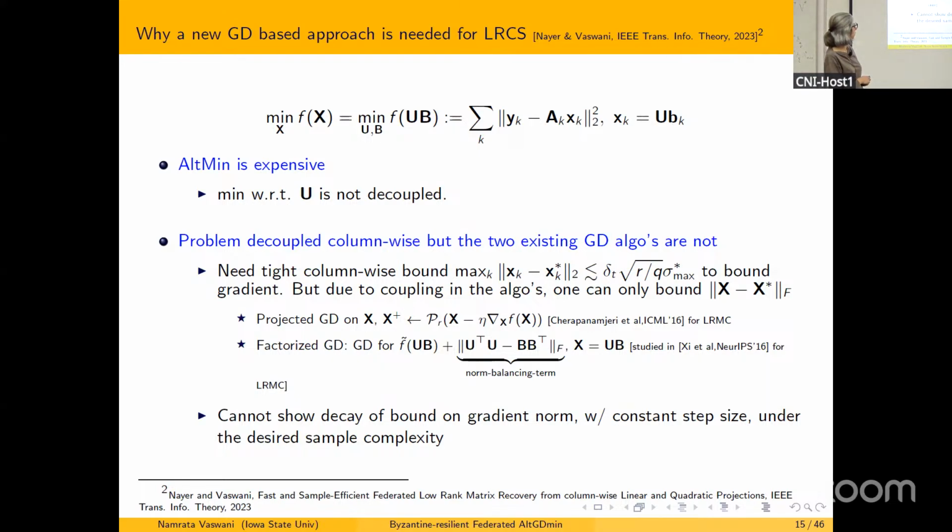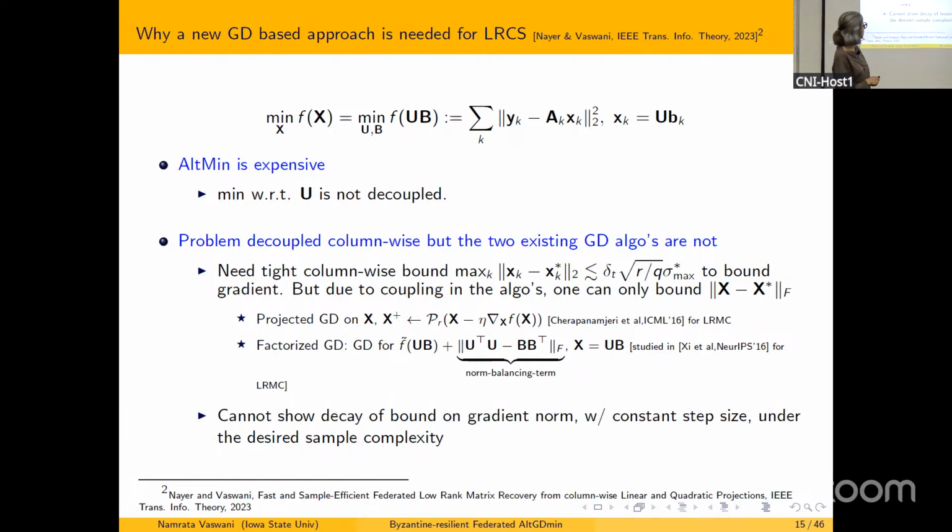Whereas the other commonly studied solution is what's called factorized GD, where you write your x as u times b, but alternately update u and b by gradient descent. Here, you need a norm balancing term to make sure you don't get numerical issues. So you are essentially running gradient descent for this modified cost function. Here too, because of the gradient with respect to this second term, you get coupling in your estimates, which is to say your estimates of b, my bk's, depend on the entire matrix, and I can only bound the norm of big X minus big X star. I cannot get a tight bound on the column-wise norm, xk minus x star k. But this tight bound is actually critical in getting a tight bound on the gradient of this cost function. I have not written it to keep it simple. And again, to prove gradient descent error decay, you need a tight bound on the gradient and show that that bound decays over time.